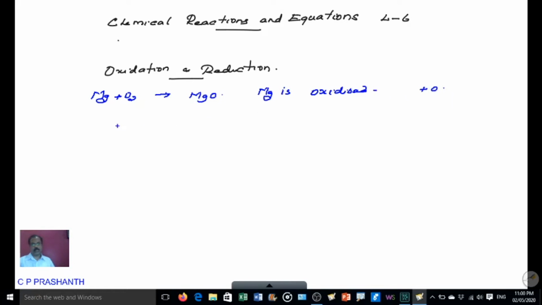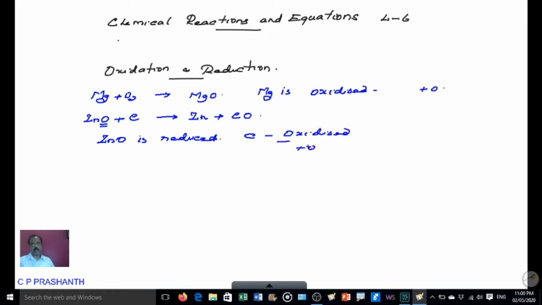Another example, if zinc oxide is treated with carbon, you will be getting zinc and carbon monoxide. Here, as you can see, zinc oxide is losing oxygen. A reaction where oxygen is removed is a reduction, and the substance which is losing oxygen is getting reduced. Therefore, zinc oxide is reduced. Carbon is adding oxygen, therefore carbon is oxidized. Zinc oxide is losing oxygen, therefore it is reduced.